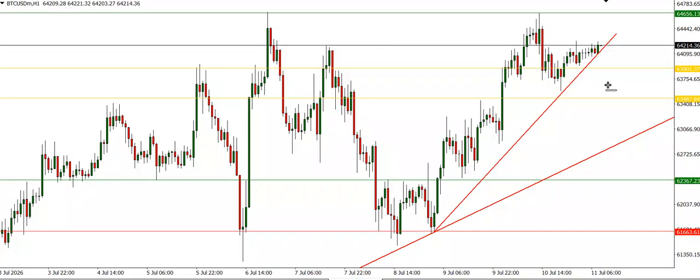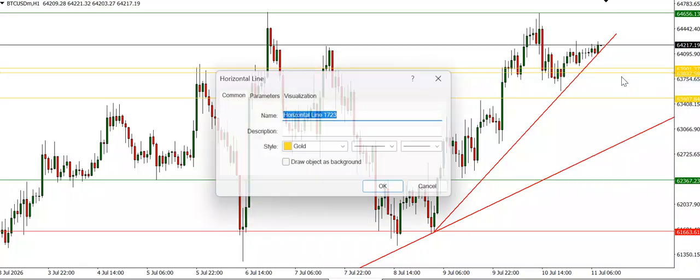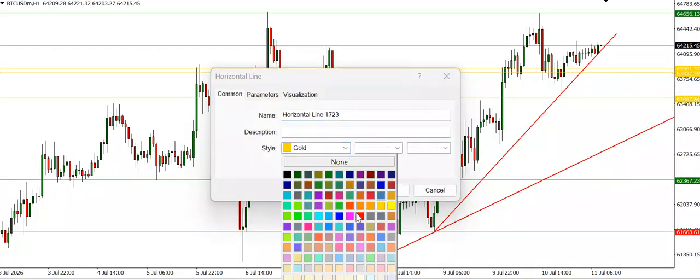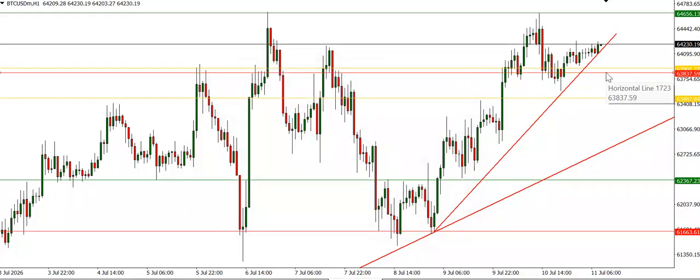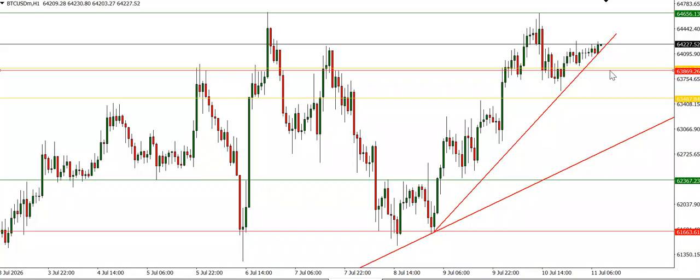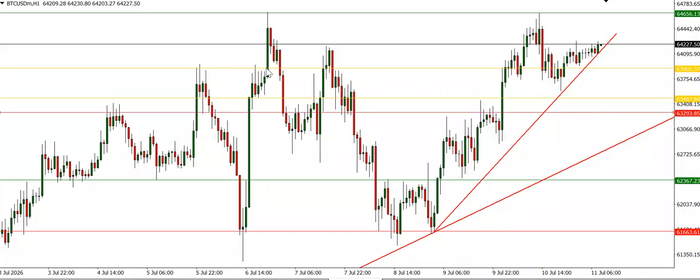Because if price closes below this level, we might definitely start to see a reversal. Price closes below this key level that's been tested here. You can see it support here, multiple tests. Price closes below it, then my price might drop to the next key level. But for now, price is going up.